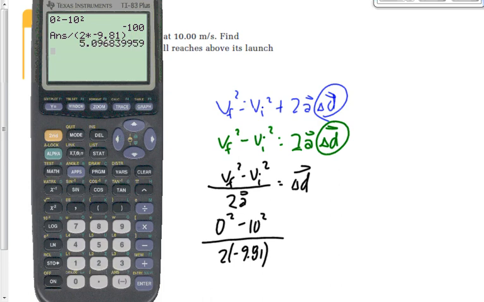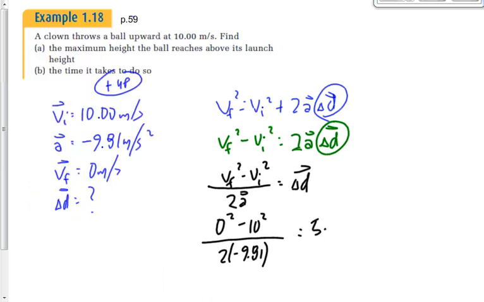5.10, or 5.097 actually. There's my max height. There's how high it is when the velocity becomes 0, when VF is 0.